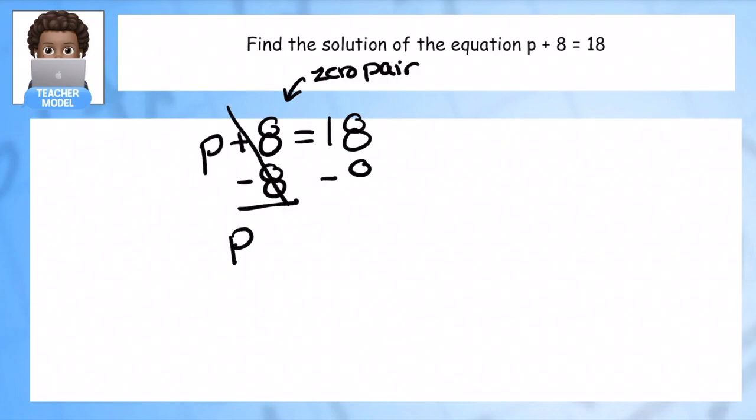And whatever you do to one side, you have to do to the other. That's what keeps it balanced. So I'm going to leave that as my little keyword, balance. 0 pair and then a balance. 18 minus 8 is equal to 10. So P is equal to 10.